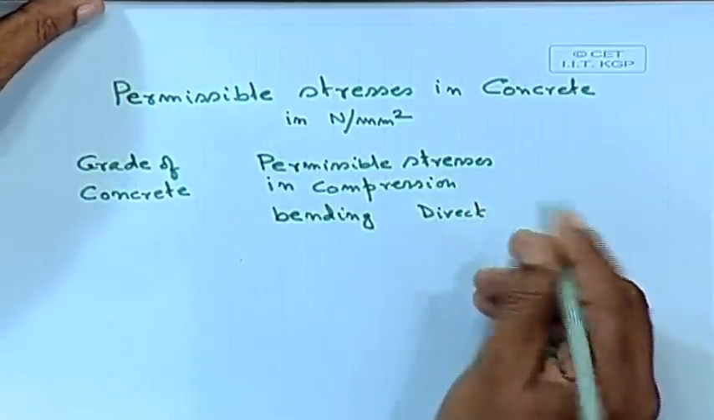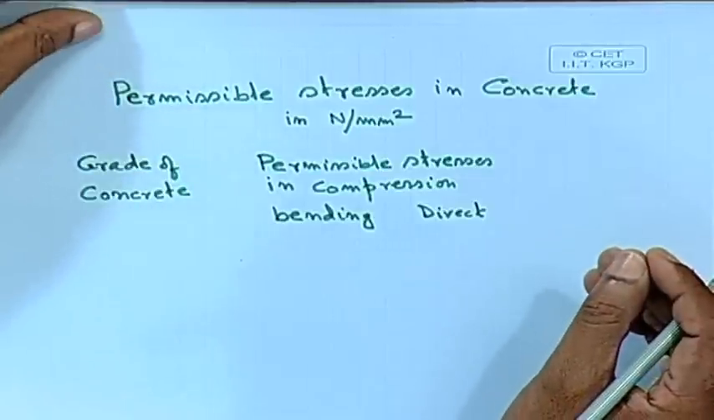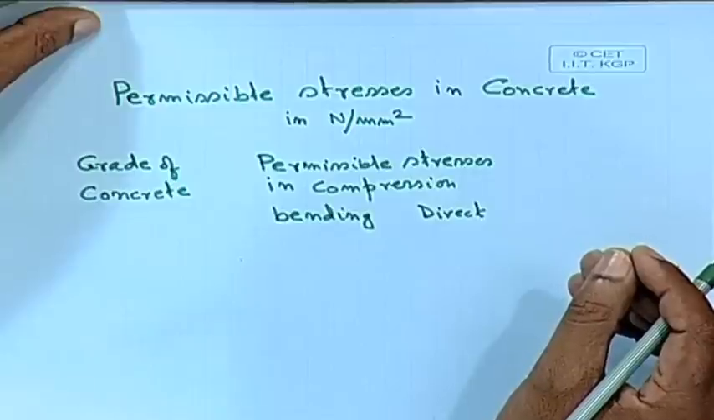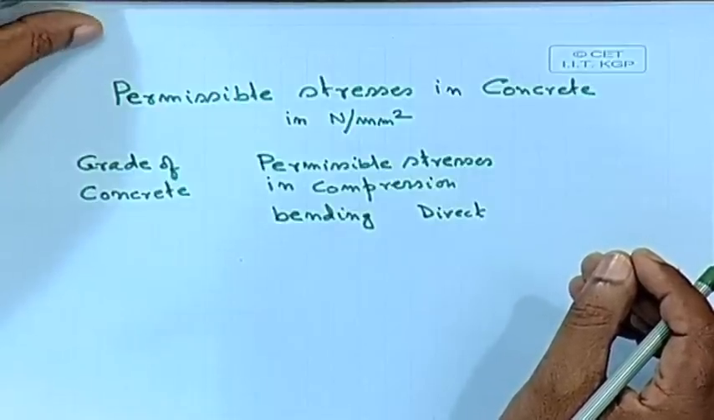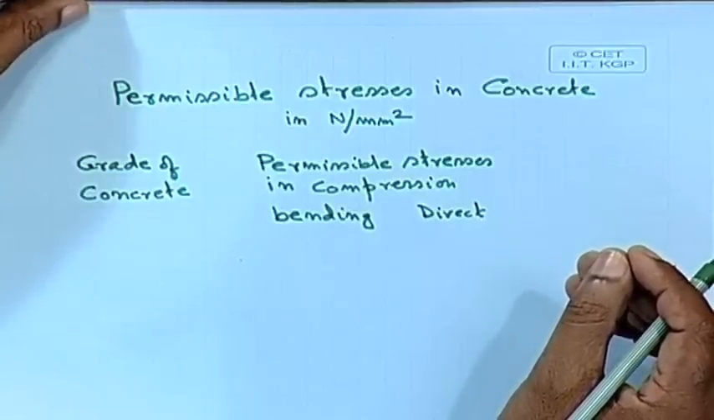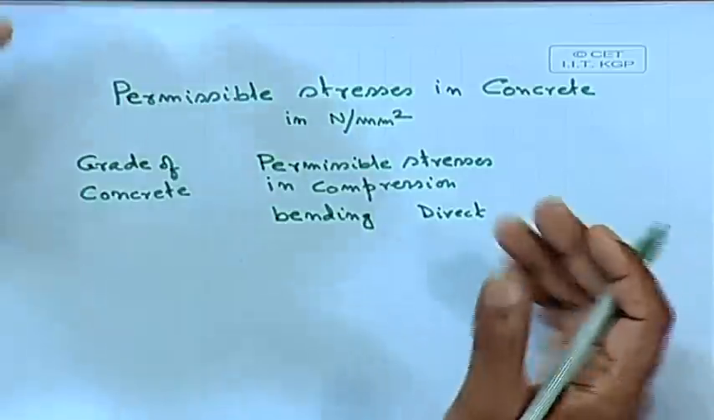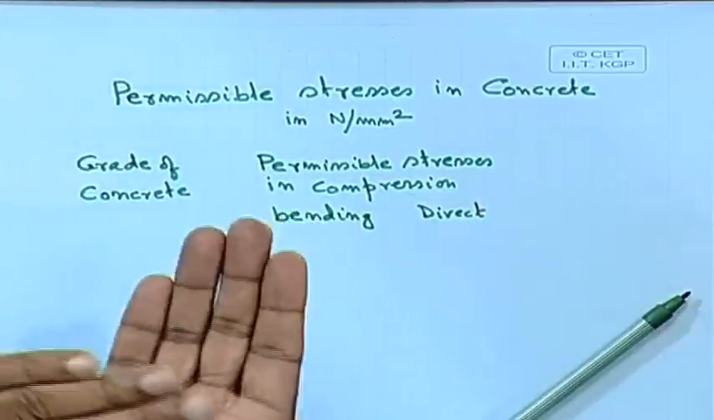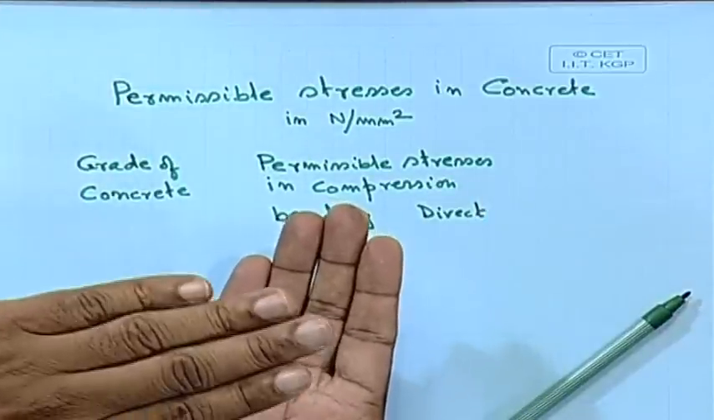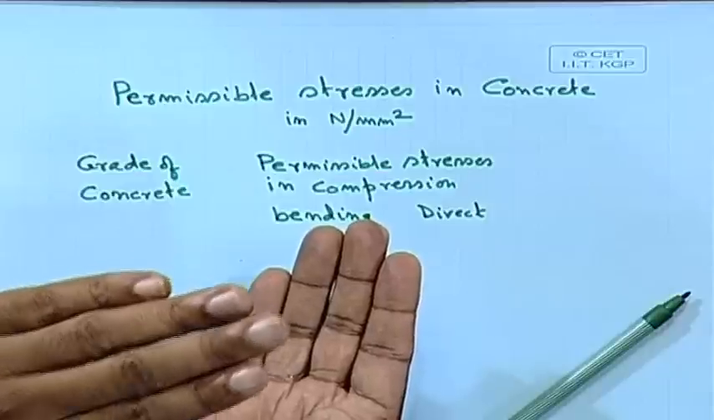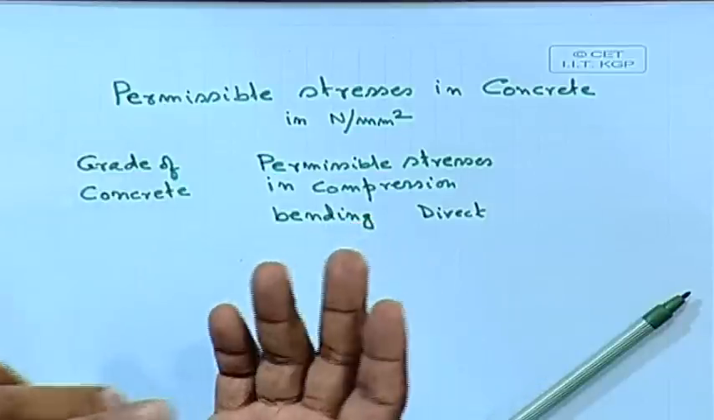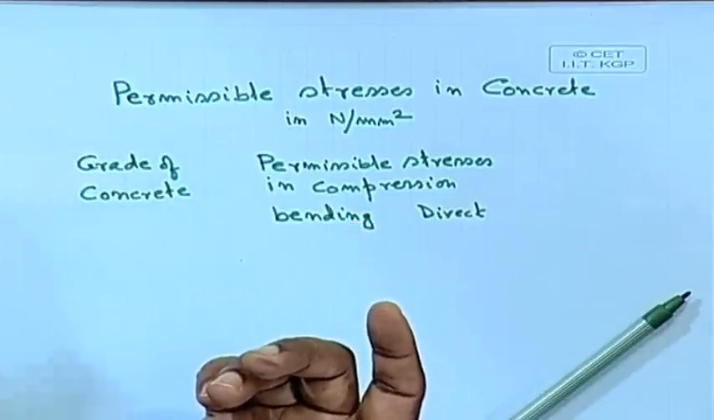When the beam is bent, the compressive stress developed is called bending compression. A column, whenever you press the column like this, that is called direct compression. So, you have bending compression and direct compression, two different compressions.